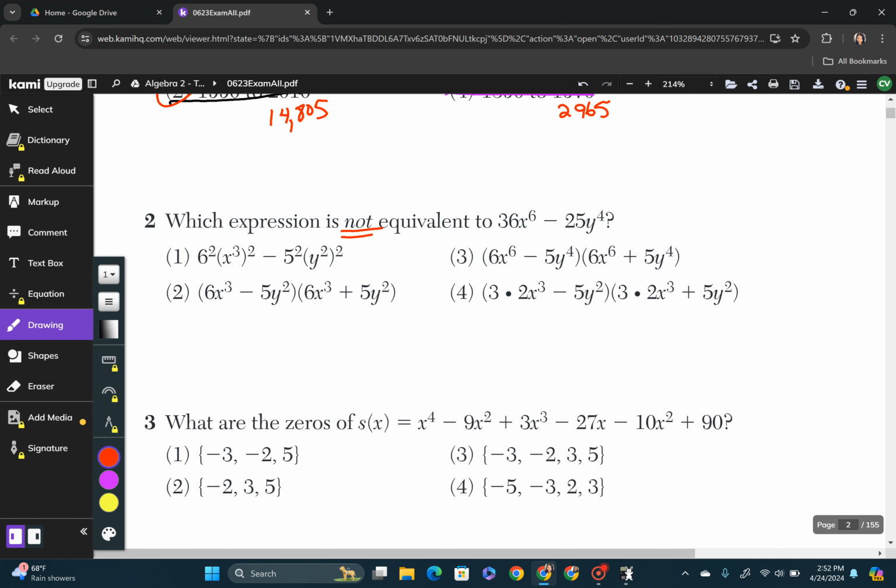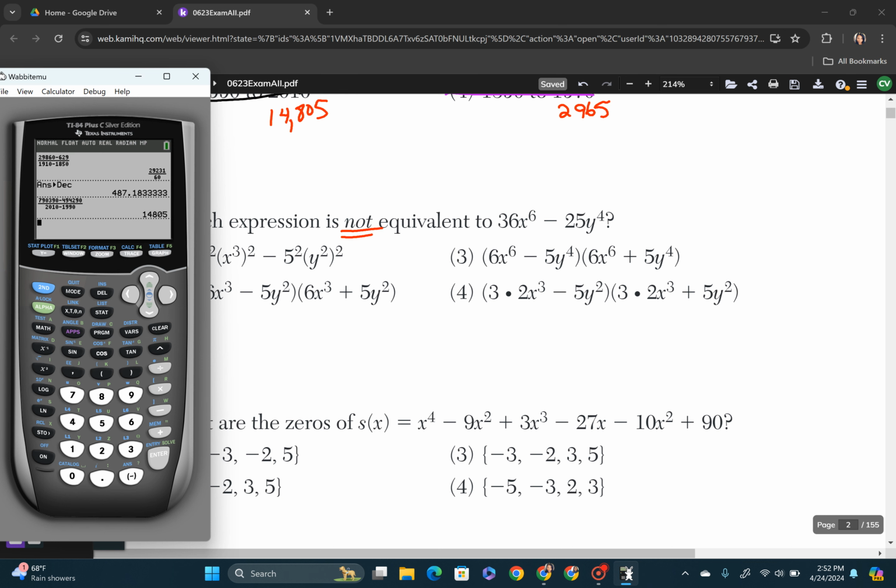Not equivalent. So the way I show you all how to do this is by plugging numbers in. So 2.1, you hit the store button, plug it in for x, and then pick another number, 3.5, store that number in for y. So that's alpha and y is number 1. You see what I'm doing? And so now you're just plugging everything in, right? So 36x to the 6th, go over to the right, minus 25y, so alpha 1 to the 4th, hit enter, and it gives you this lovely number right here.